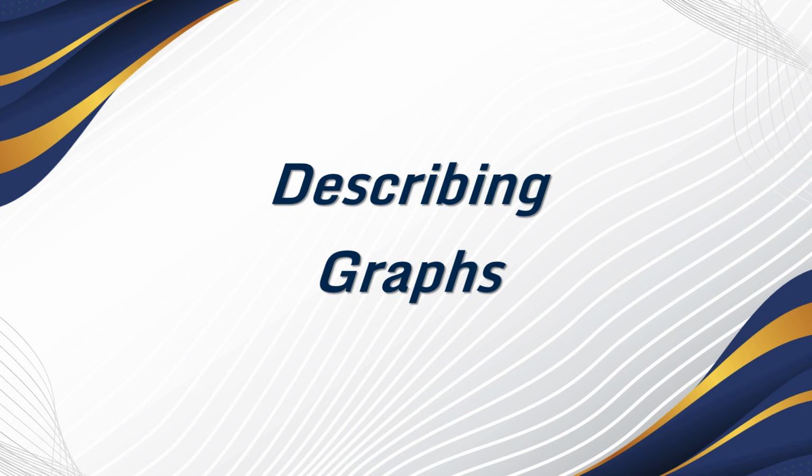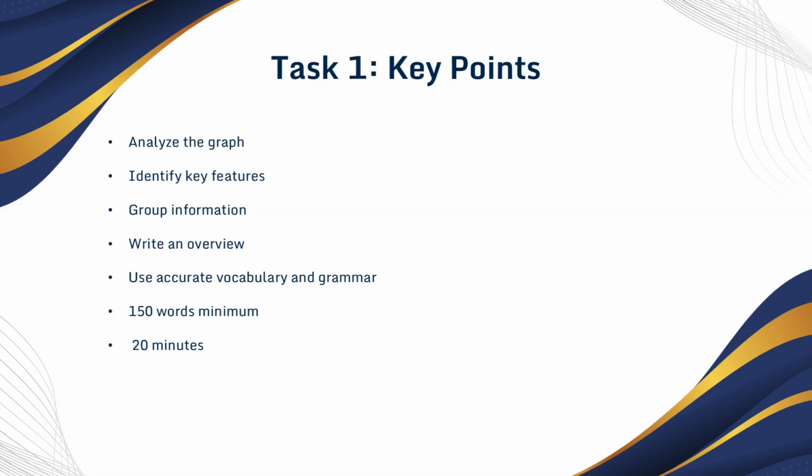Let's get started. In writing task 1, you'll be given 1 or more visual data sources, like line graphs, bar charts, pie charts, or tables. Your job is to summarize the information, highlight key trends, and make comparisons, in at least 150 words, in about 20 minutes. Today, we will focus exclusively on line graphs.